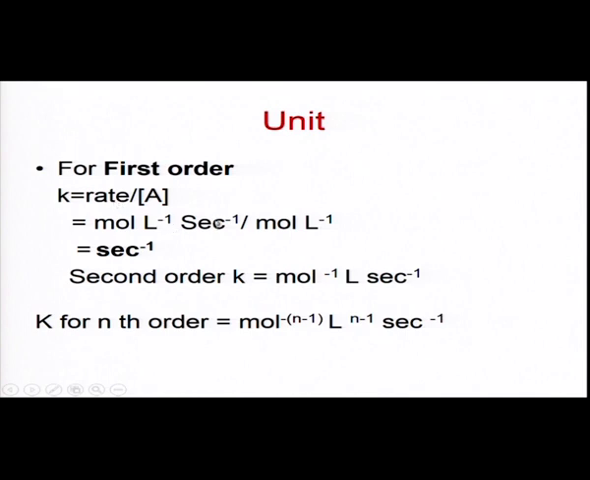So, the rate unit is moles per liter per second, and the concentration of A is moles per liter; both get cancelled in the moles. So, the rate constant unit for first order is second power minus 1, or time power minus 1. And if you do the same for second order, the rate divided by A square or A into B, so moles per liter square, the second order rate constant unit will be mole power minus 1 liter per second.